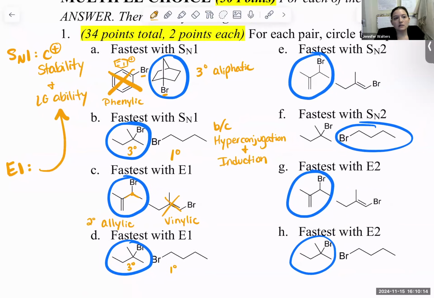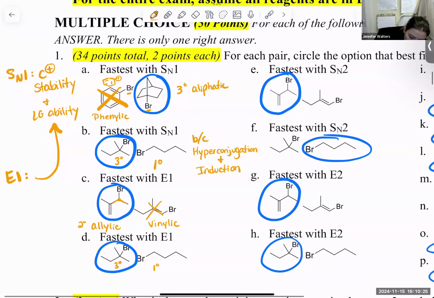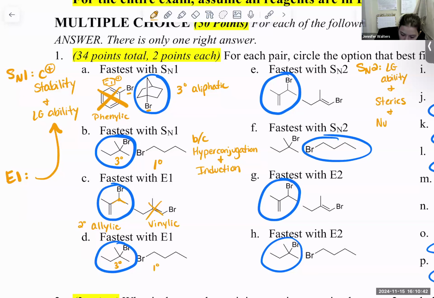When we look at 1E, we're doing the same consideration, but now for SN2. So for SN2 with our substrates, remember SN2 will have that leaving group ability. It will also have the steric factors. And it has the nucleophilicity. So those are the things that affect the rate of our SN2 reaction.